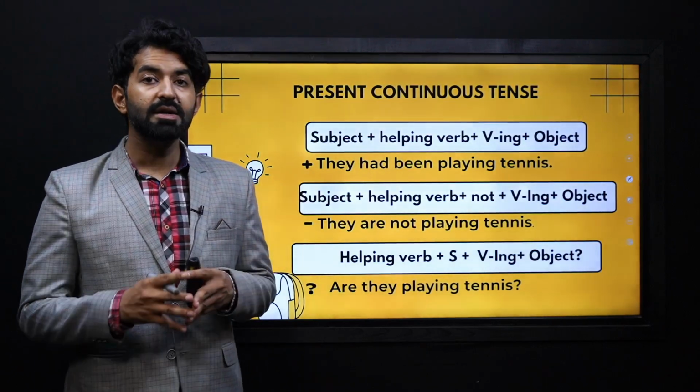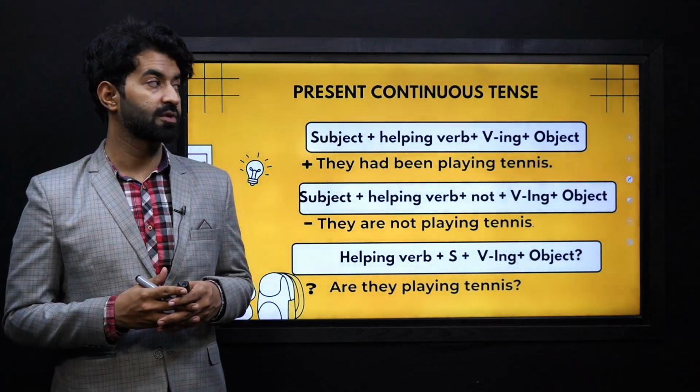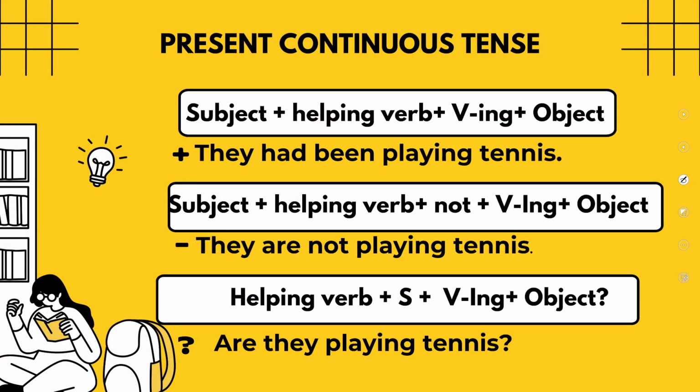Now, let's see how we can form a positive, a negative, and an interrogative present continuous tense in a sentence. We can make a positive sentence by adding the subject, the helping verb, the first verb form, and ing included, plus the object. For example, they had been playing tennis. They is the subject, had been is the helping verb, playing is the verb with which we use ing, and then tennis is our object.